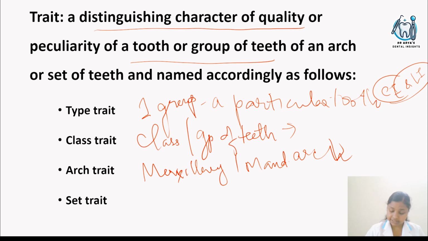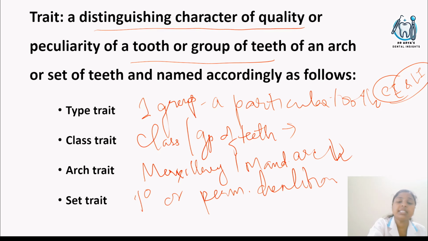Then next is the set trait. This is the distinguishing quality or peculiarity of either deciduous or permanent dentition. So it is for either primary or permanent dentition. The example is that all permanent teeth are larger than deciduous teeth. So these are the various traits.